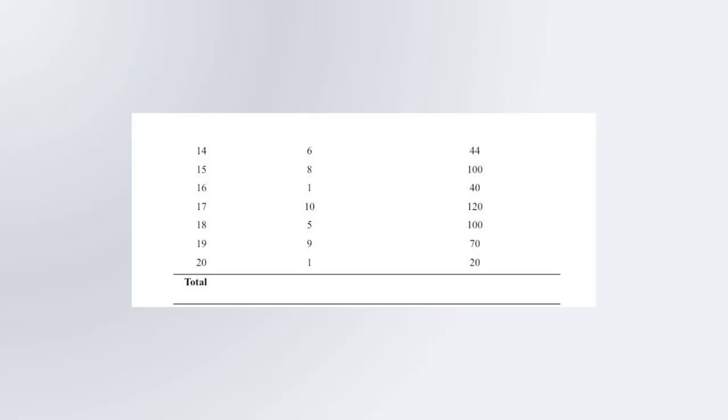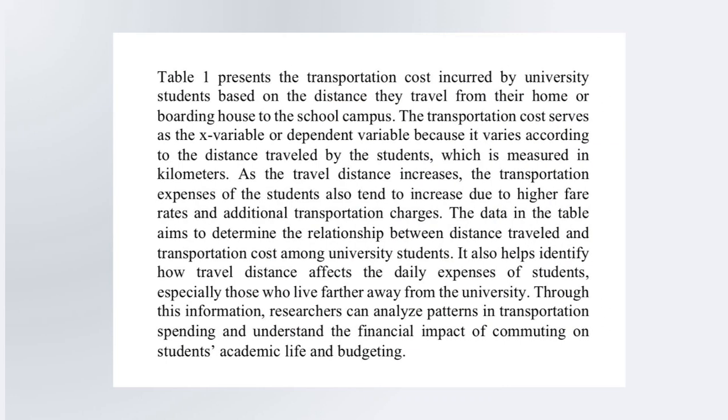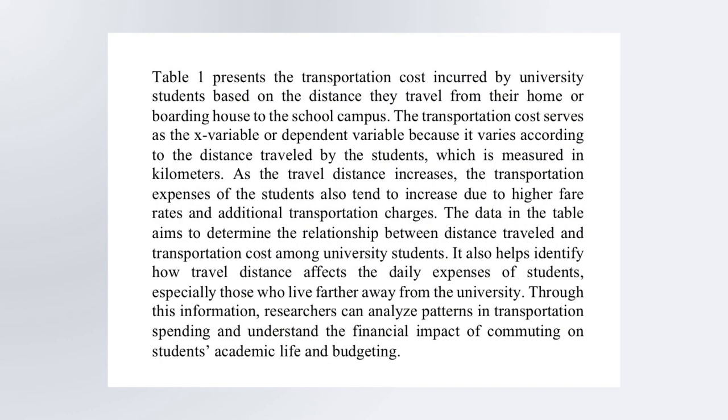So table 1 presents the transportation cost incurred by university students based on the distance they travel from their home or boarding house to the school campus. The transportation cost serves as the dependent variable because it varies according to the distance traveled by the students, which is measured in kilometers.